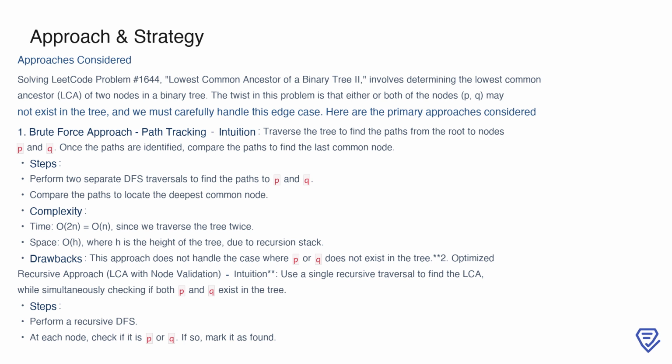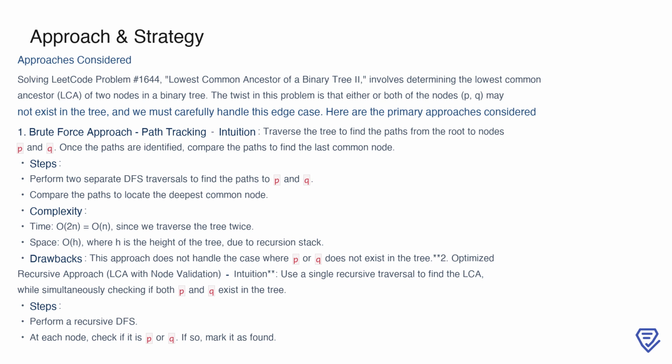One straightforward method we could consider is the brute force approach, which involves tracking the paths from the root to both nodes. Here's how it works. We traverse the tree twice, performing two separate depth-first searches to locate the paths to P and Q. Once we have these paths, we compare them to find the deepest common node.